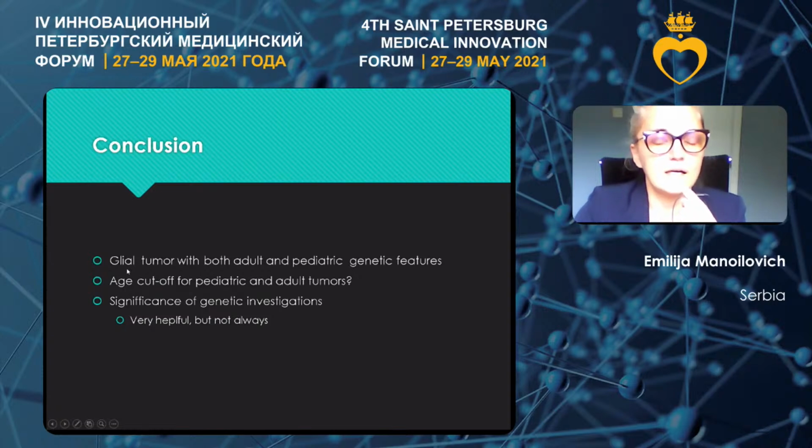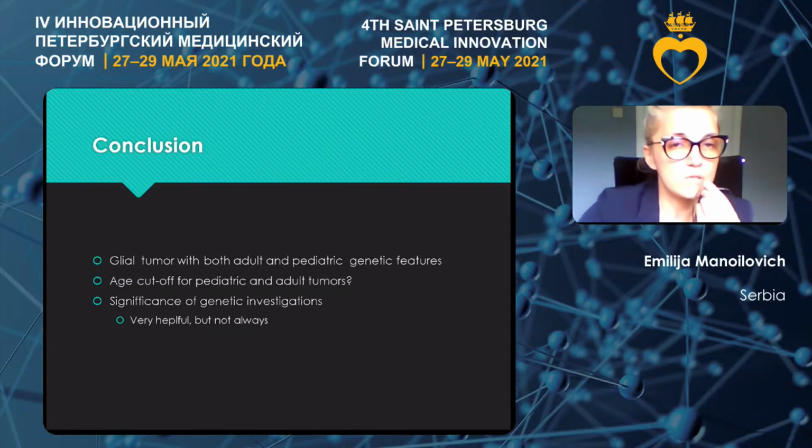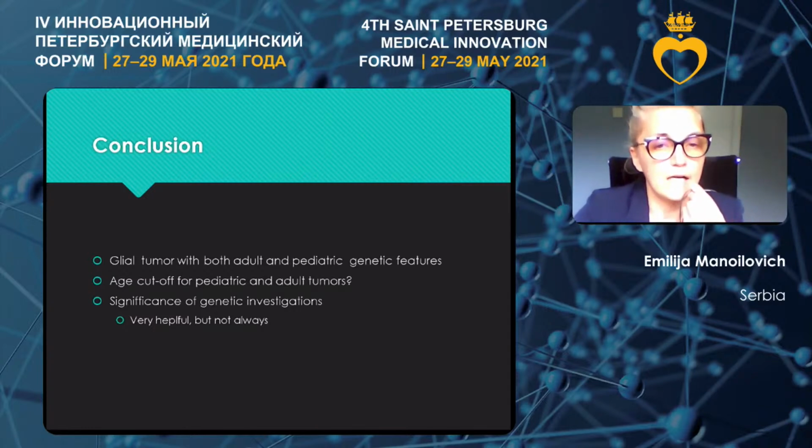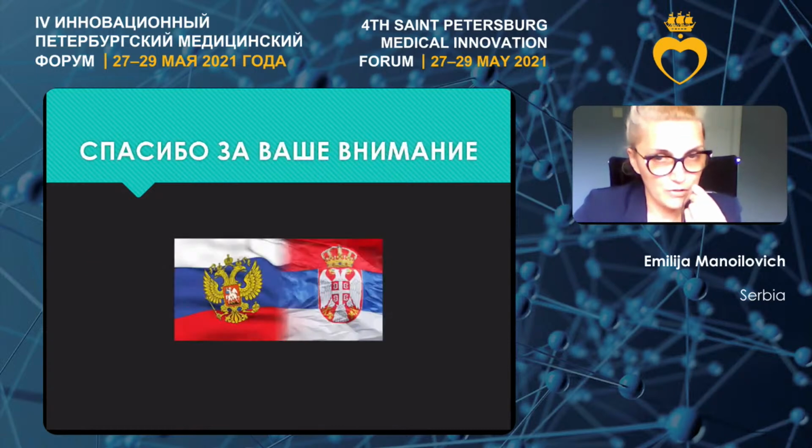Or we can think about those children who are teenagers, who are having aggressive and malignant tumors, and obviously their tumors can harbor both genetic characteristics, adult and pediatric. So, the significance of genetic investigations is great, and they're very helpful, but unfortunately in this case, genetic investigations could only give us the information regarding the origin of the tumor, and they could not help us to precisely specify the type of the tumor. Thank you for your attention.